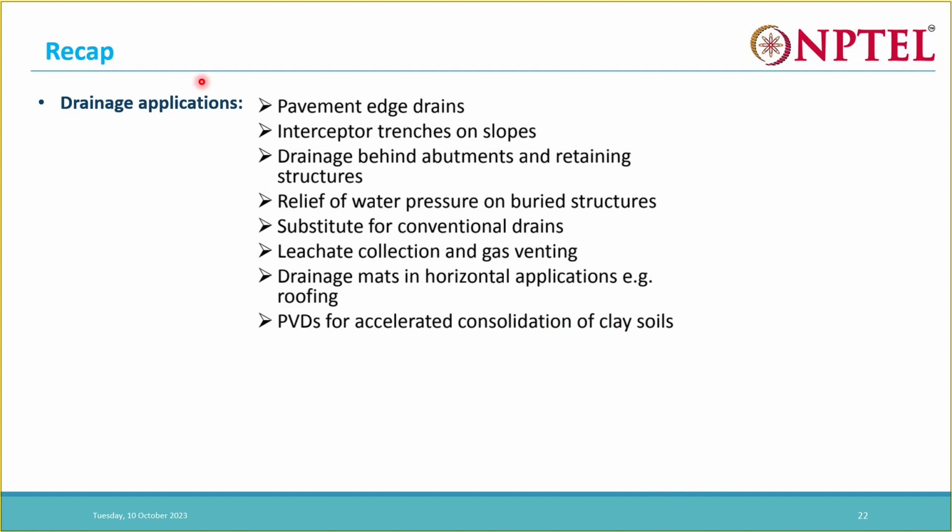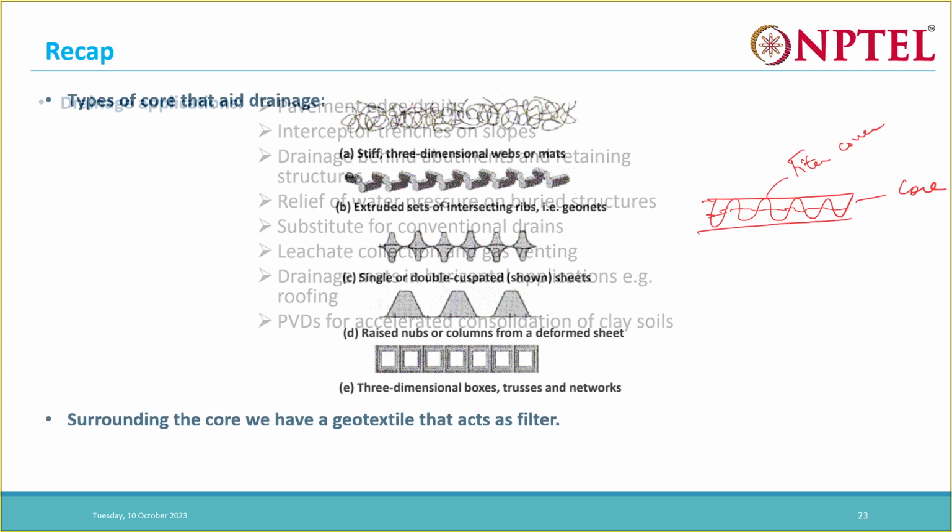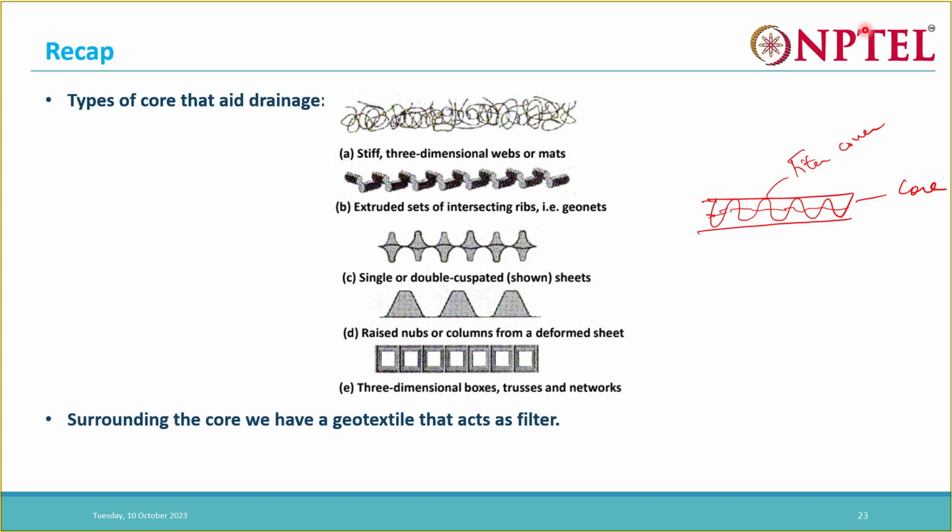There are many applications given: pavement edge drains, interceptor trenches and slopes, drainage beds. So there are many uses. What we can do is make a geocomposite: we have the outer cover, and inside generally we have a core which does the drainage. There can be many types of core.